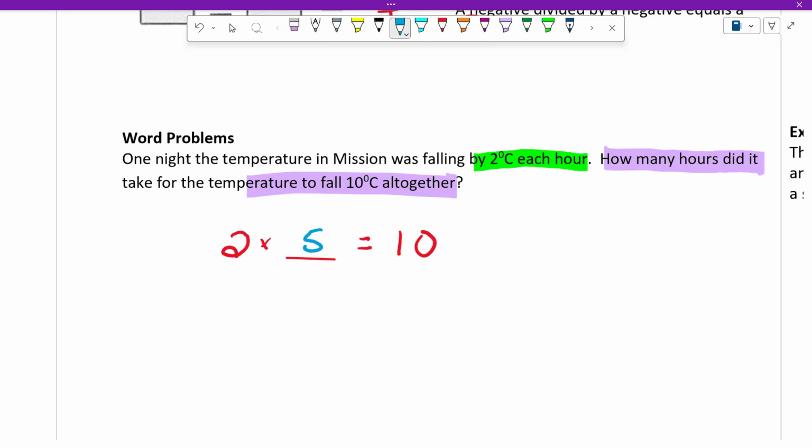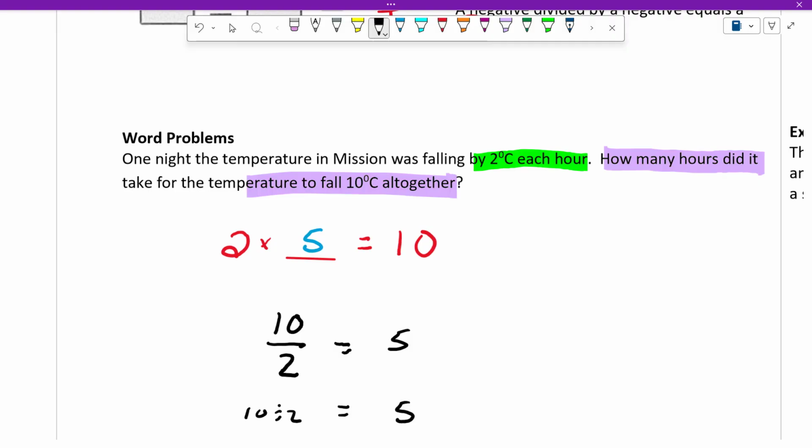Now, or you can do what Marcus said. It dropped by 10 degrees. And it was dropping by 2 degrees each time. So 10 divided by 2, or 10 over 2 like this, means the same thing. Remember, a fraction and dividing means the same thing. Equals 5. Okay? So that's a quick and easy way of doing it.